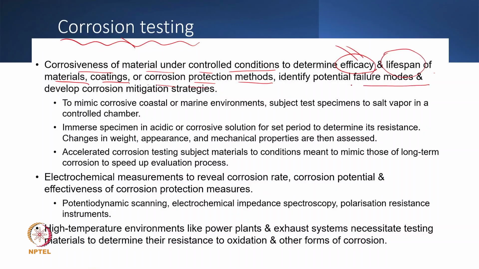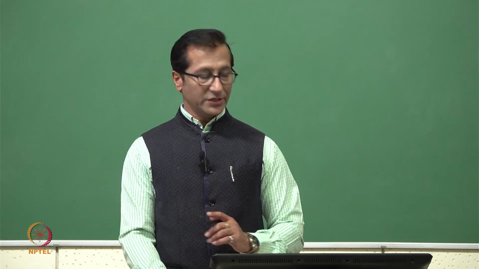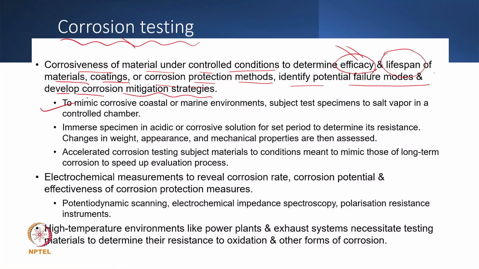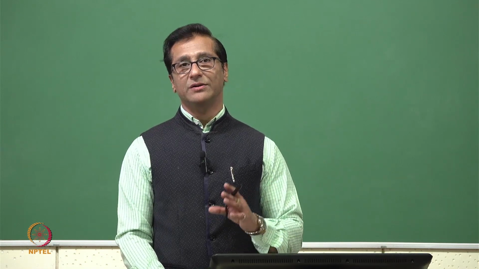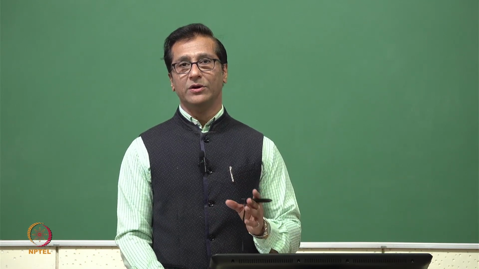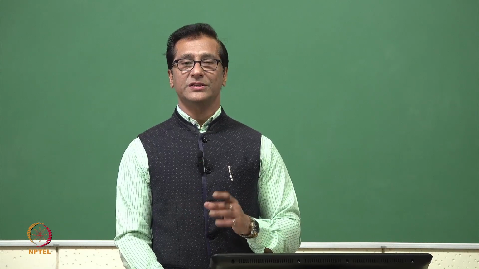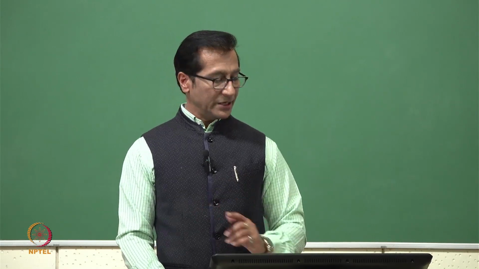So this is what we say when we can identify the potential failure modes, and then we can really develop some sort of mitigation strategies on how to minimize the corrosion and wear together. Now, to mimic the corrosive, particularly marine environment, in our lab, we use some sort of salt vapor or salt in a closed chamber, so that can be mimicked. That means we understand what is really in the marine environment, how much salt is really required, or whether it is salt vapor or salt water, that can be done.